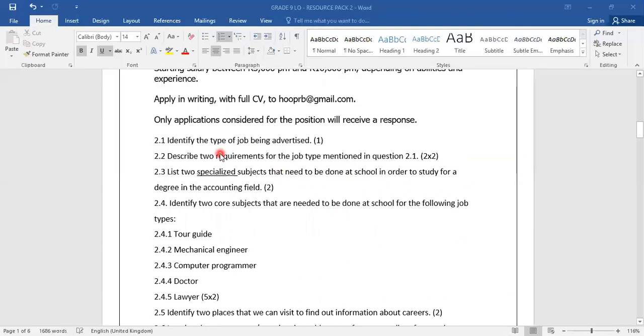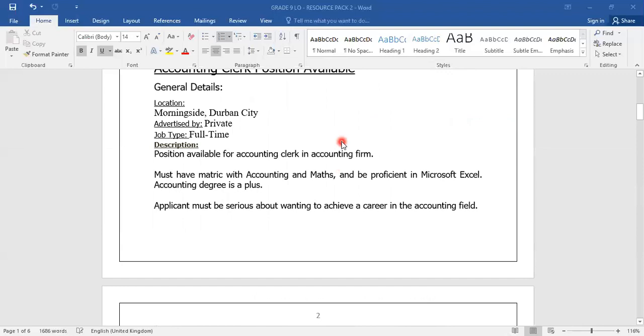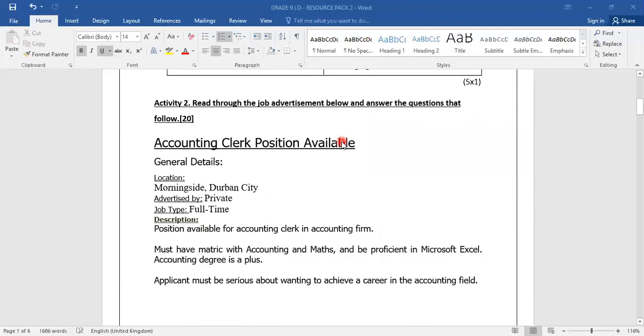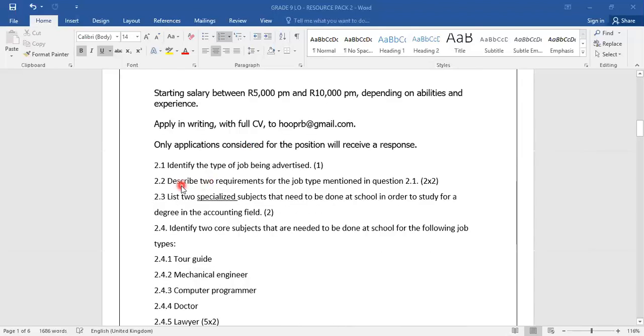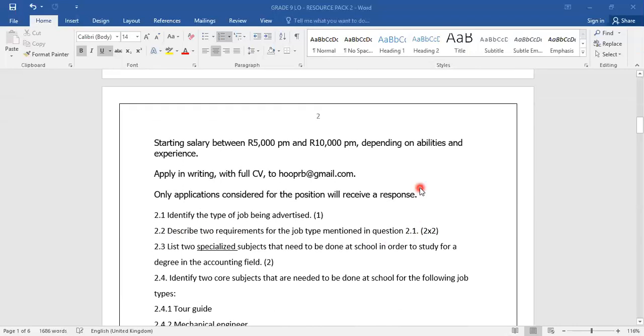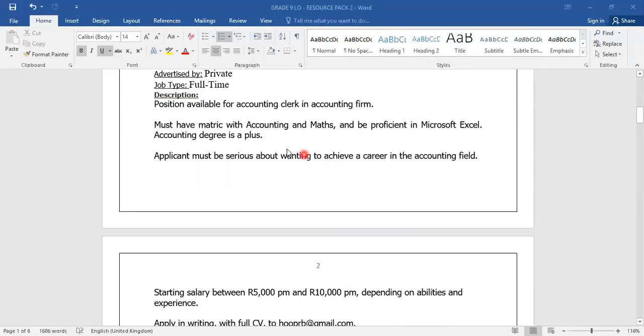So moving on to the questions. 2.1 asks you to identify the type of job being advertised. So when we go back to page 1 of our second life orientation resource booklet, the answer will be an accounting clerk. 2.2 would require you to describe 2 requirements for the job mentioned in question 2.1. And you would find that the requirements would be that the applicant should have a matric with accounting and maths and should be proficient in Microsoft Excel.